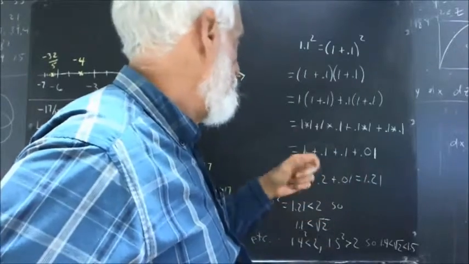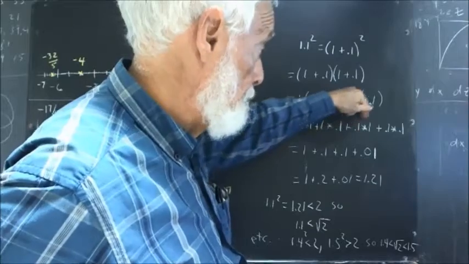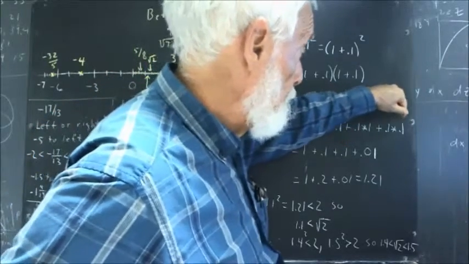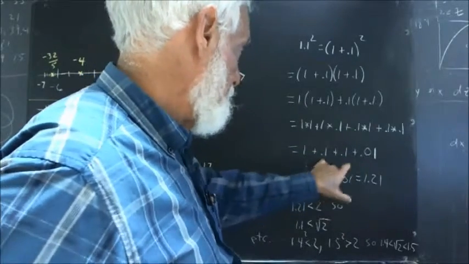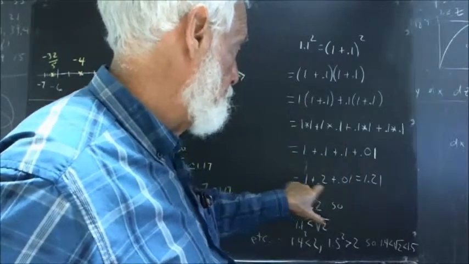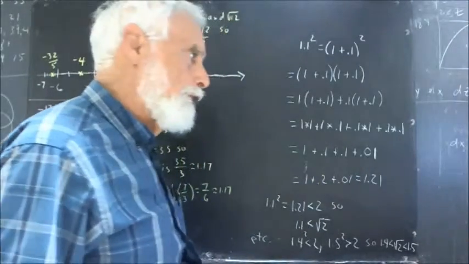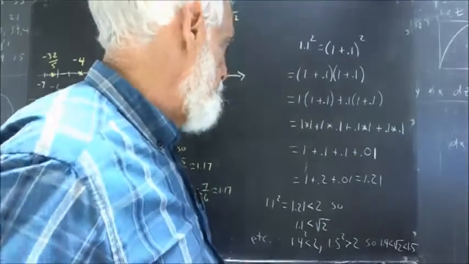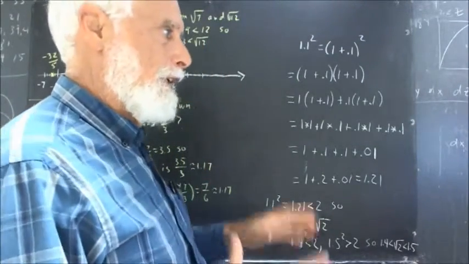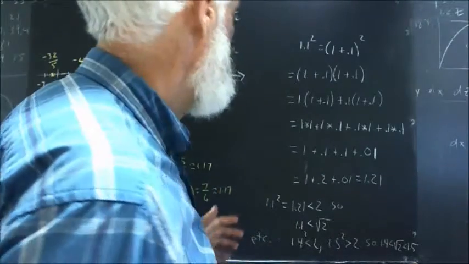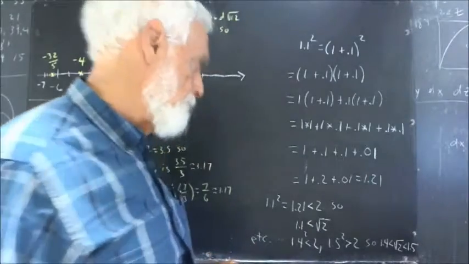Multiplying those out, I get 1 from 1 times 1, 1 times 0.1 is 0.1, 0.1 times 1 is 0.1, 0.1 times 0.1 is 0.01, and now I just add things up. I've got two 0.1s which add up to 0.2, and 1 plus 0.2 plus 0.01 is 1.21, and there I have it in a way that doesn't rely on that F trick and doesn't go back to the multiplication algorithm.